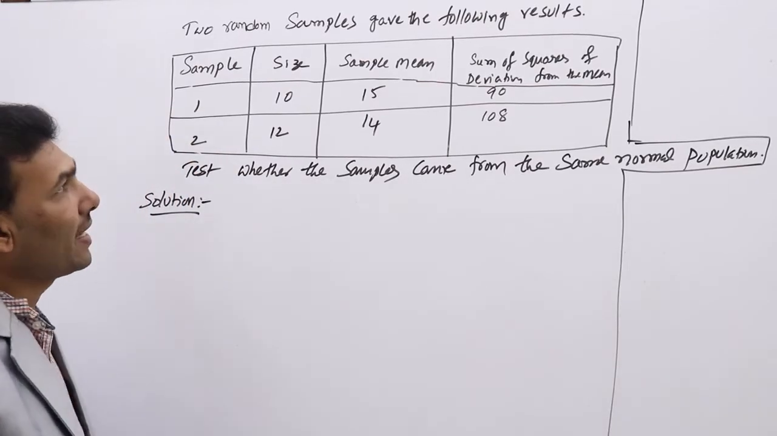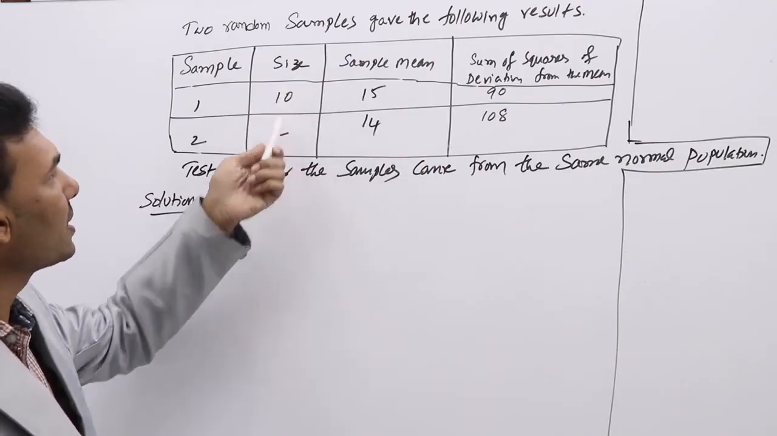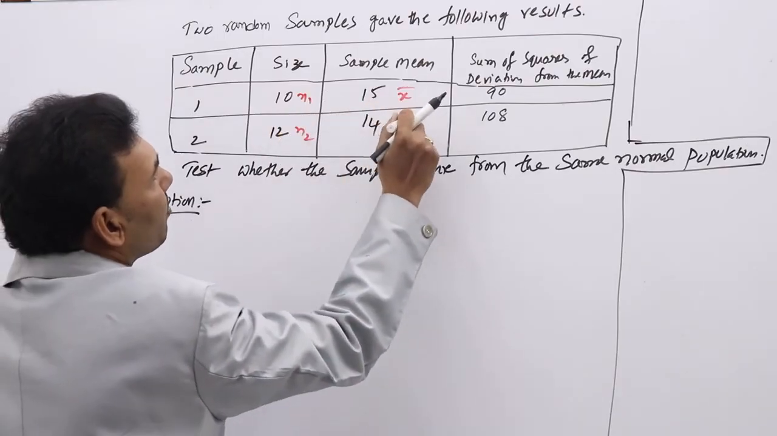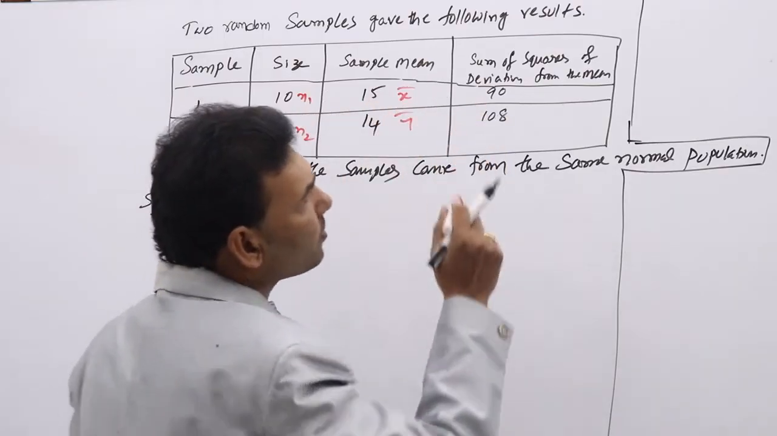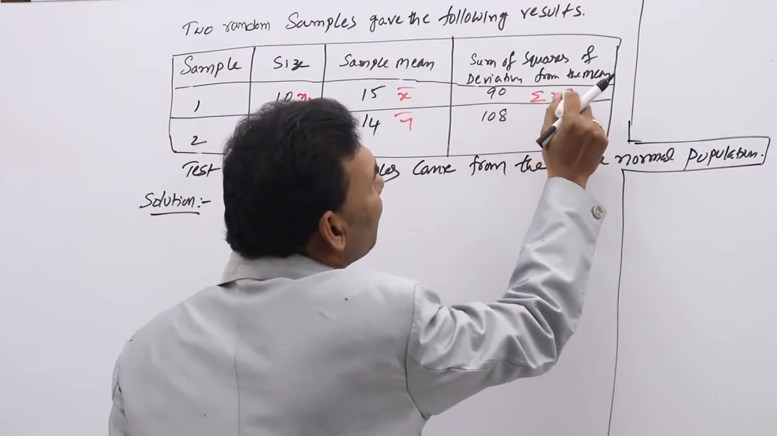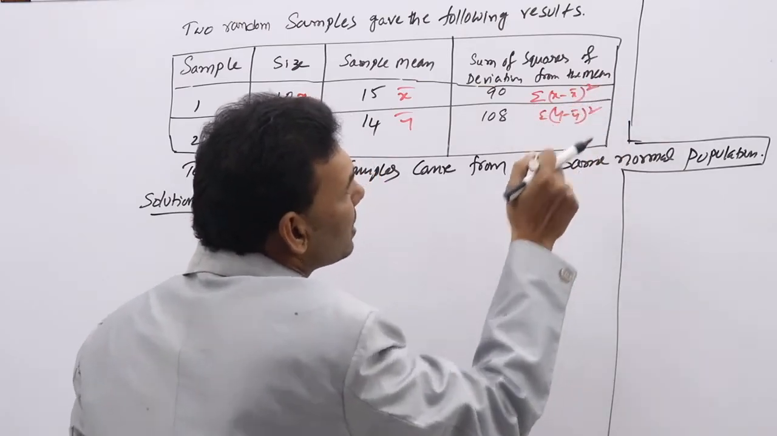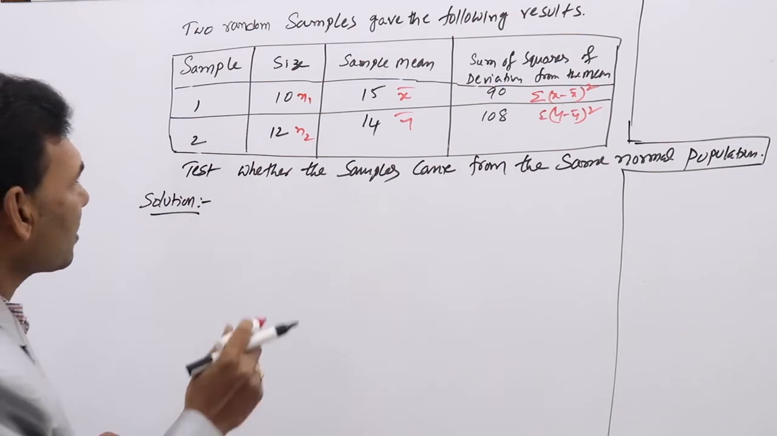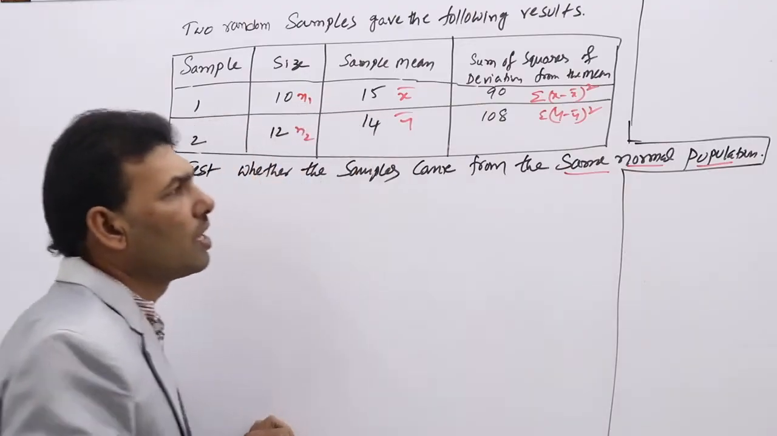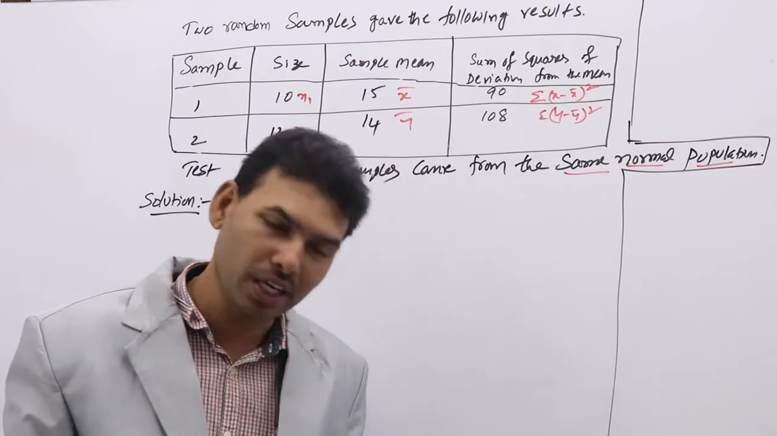So some data is given, a random sample gives the following results. The sizes N1 and N2 are given, and X bar, Y bar are given. And also the sum of squares of deviation from mean is given for both. Based on this data, test whether the samples came from the same normal population.